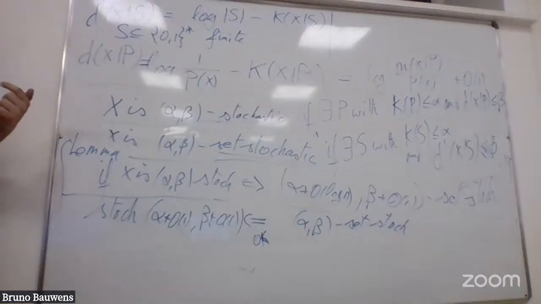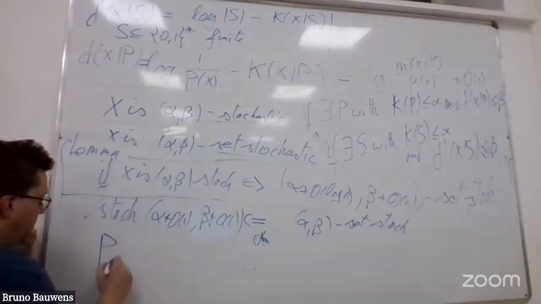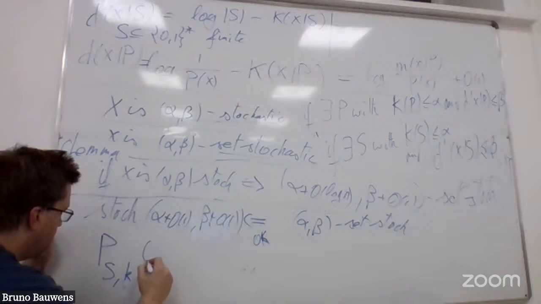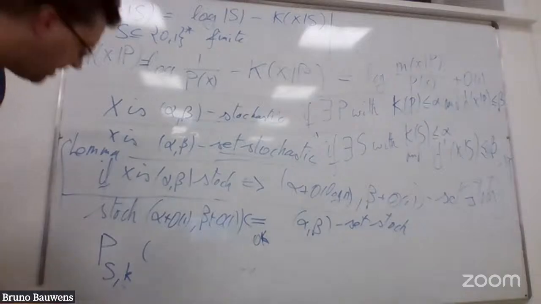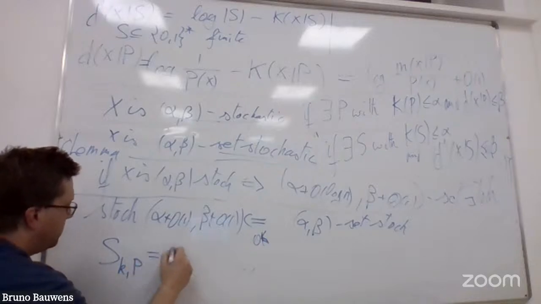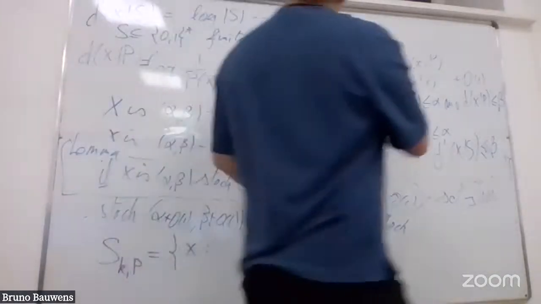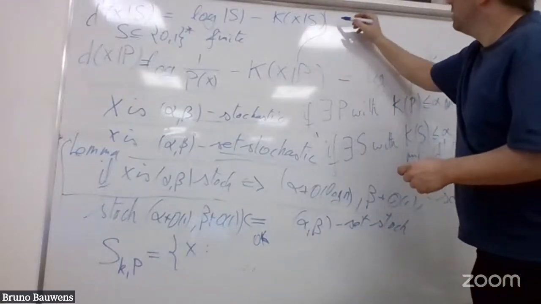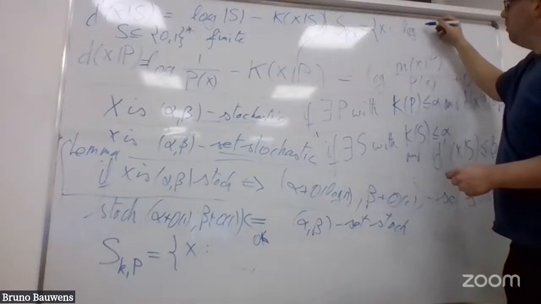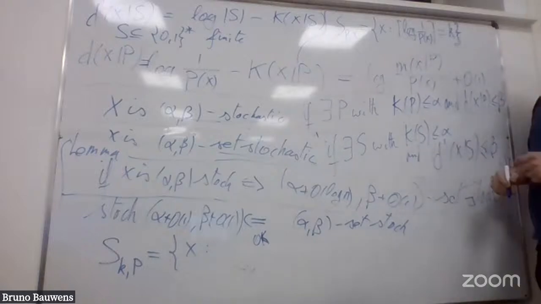So what does this mean? So let us define S, K, and P. It is the set of all X for which the logarithm of 1 over P of X, rounded up, is equal to K. So here is our set.